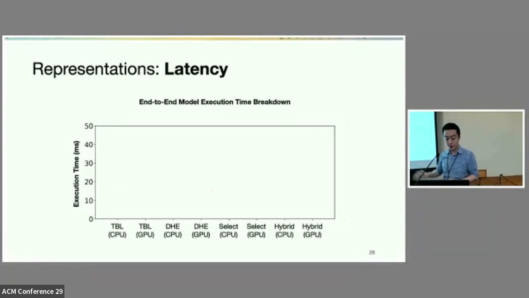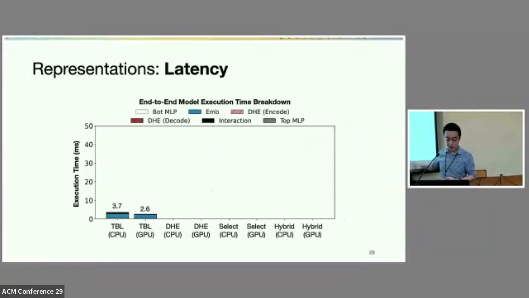So in here we show the execution time breakdowns of these representations for both CPUs and GPUs. So for using tables, we see that execution time is dominated by embedding table lookups.